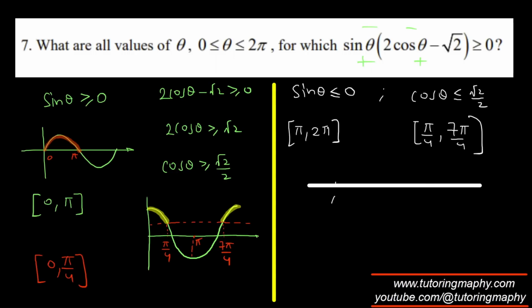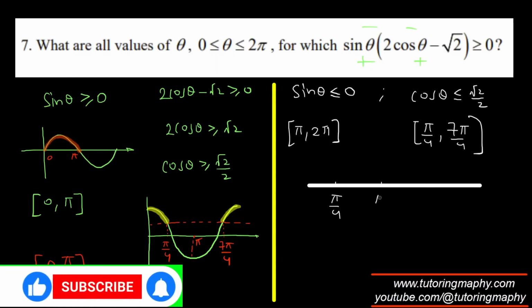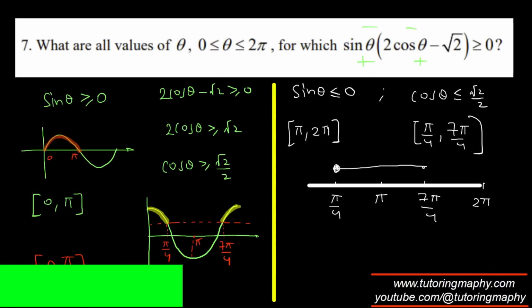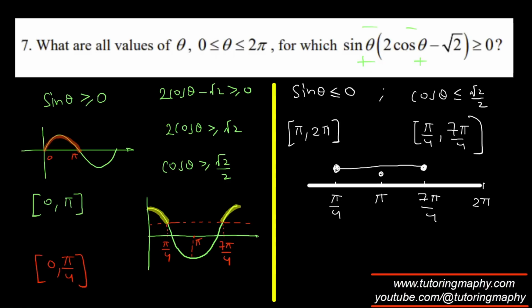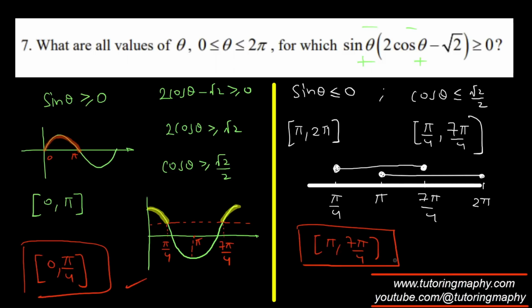So this is pi over 4, this is pi, this is 7 pi over 4, and this is 2 pi. So this is going to be from pi over 4 to 7 pi over 4, and this is going to be from pi to 2 pi. So this is our answer from this one. So that's going to be from pi to 7 pi over 4. So the answer is this as well as this.